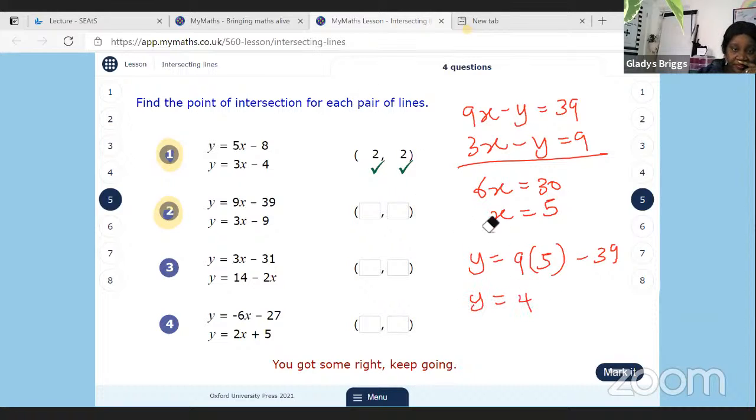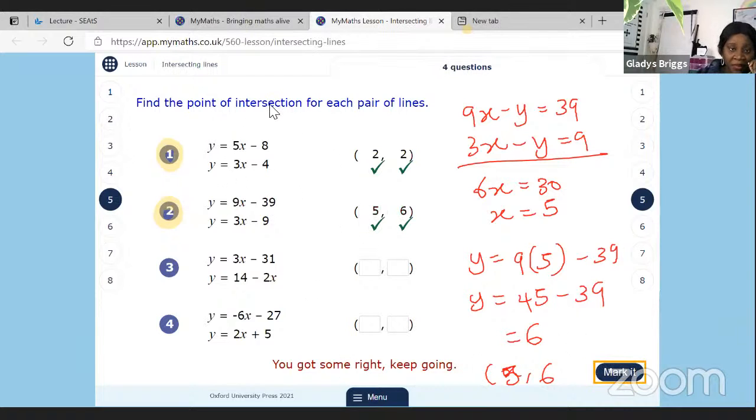45 minus 39, which is what? 6. Yeah. Well done. Okay, so let's see whether we got the answer right. x is 5, y is 6. Yeah. Okay. So we can do them.